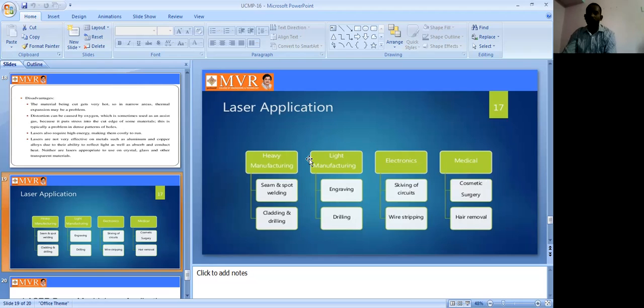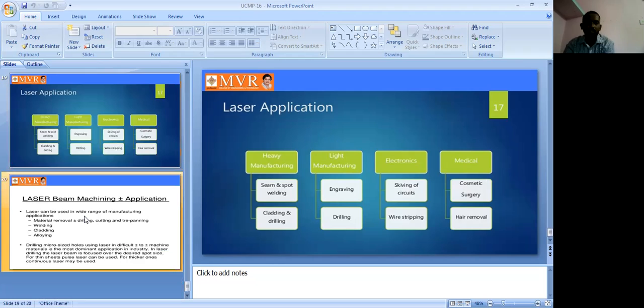First is heavy manufacturing. Second is light manufacturing. Third is electronics. Fourth is medical. So last but not least, see here other applications also.